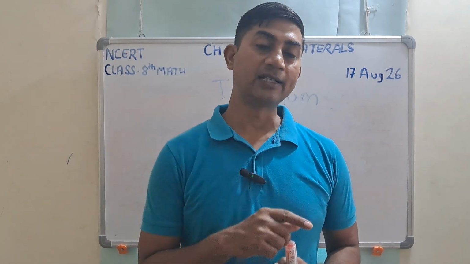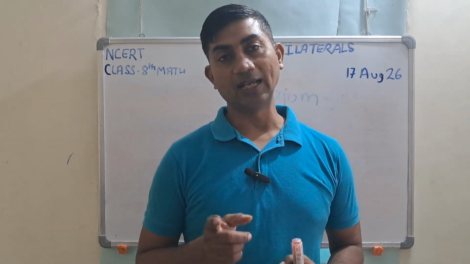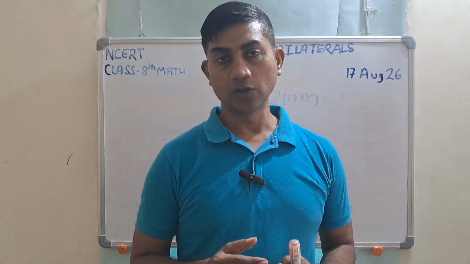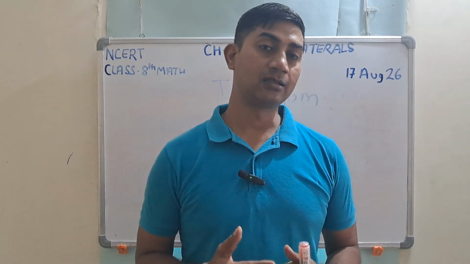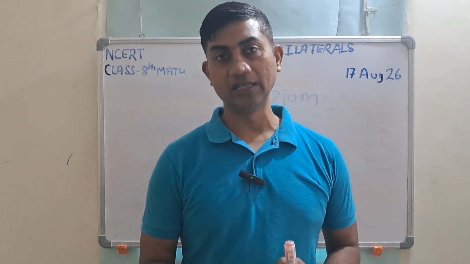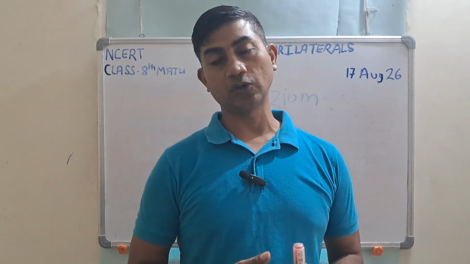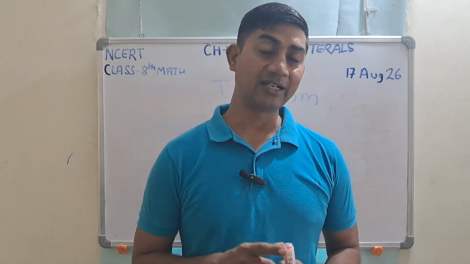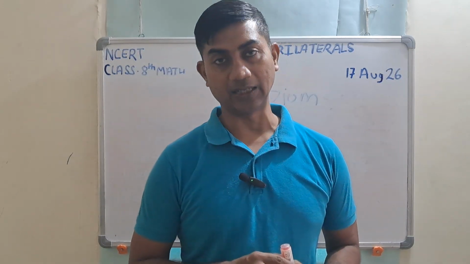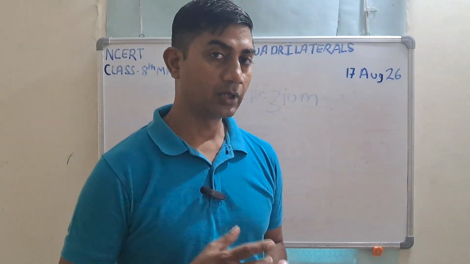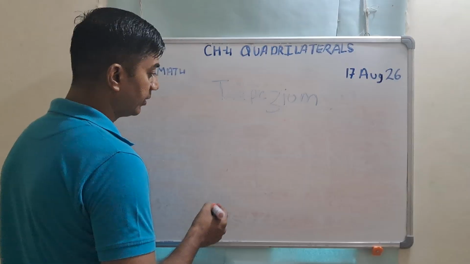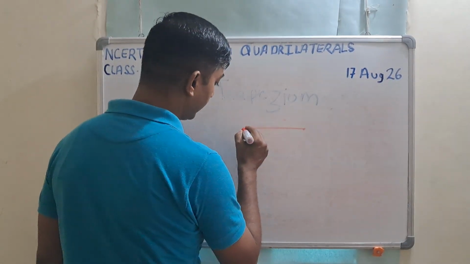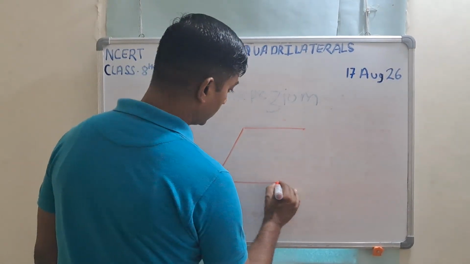That's why it is different from a square, rectangle, or rhombus. You can argue that since it has opposite sides parallel, we can also call it a trapezium. No, that is not a trapezium, because it mandatorily should have only one pair of parallel sides. So that figure will become our trapezium. Now we will study about the trapezium.